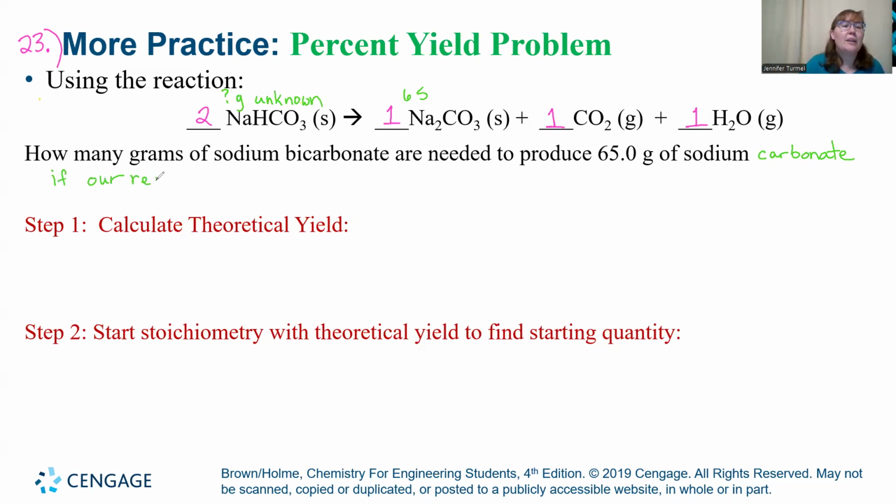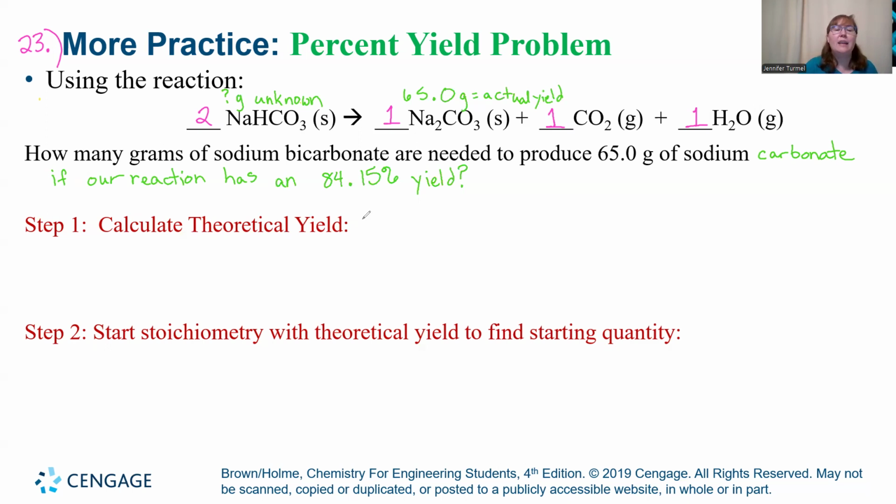If our reaction has an 84.15% yield. That's the rest of the problem, if for some reason it's not printed for you either. Okay, so this tells me that we have 65.0 grams of our sodium carbonate, and this is our actual yield. So this is very similar to what we had before.